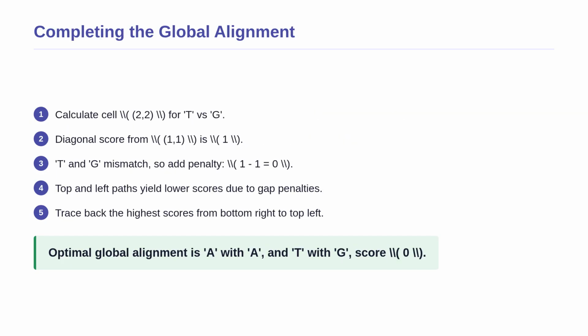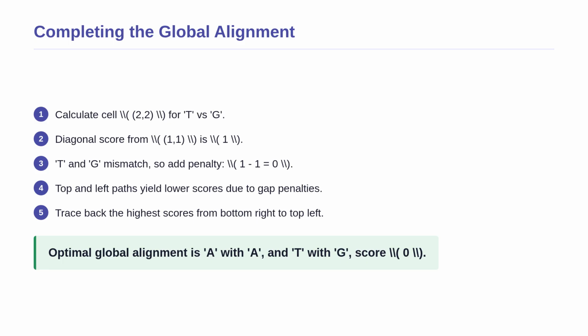Continuing our example, we move to the bottom right cell to compare T versus G. We look at the diagonal score coming from our previous cell, which is 1. Since T and G do not match, we add our mismatch penalty of -1. 1 minus 1 equals 0. Checking the top and left paths would give us even lower scores because of gap penalties. Therefore, the final score at the bottom right is 0.